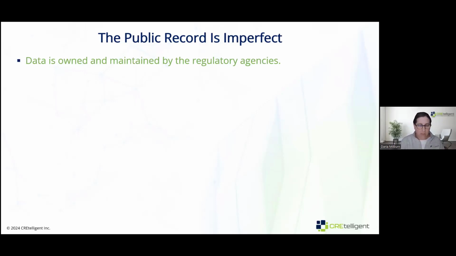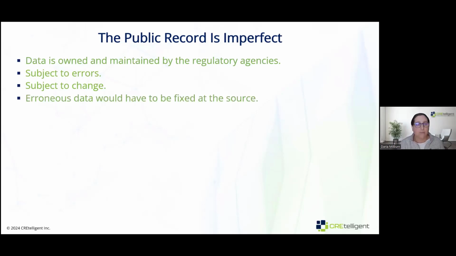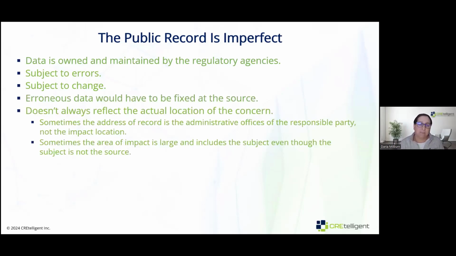So it's important to remember this along the way so we can find ways to help you address that, which we'll get to shortly. So public record is subject to errors. It's subject to change. Erroneous data would have to be fixed at the source. And it doesn't always reflect the location of the concern.